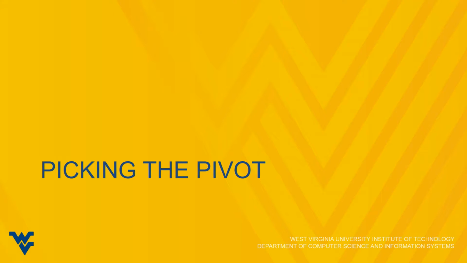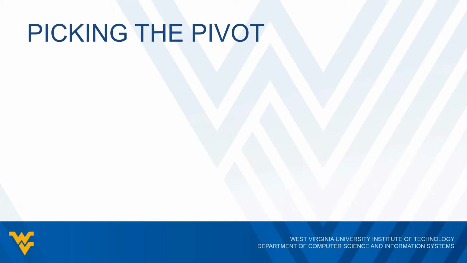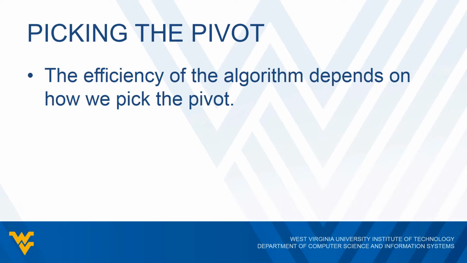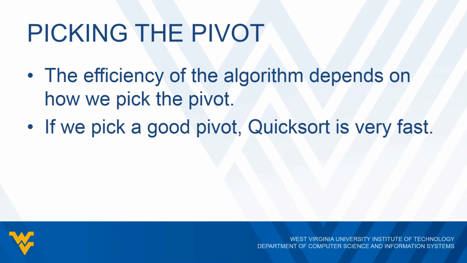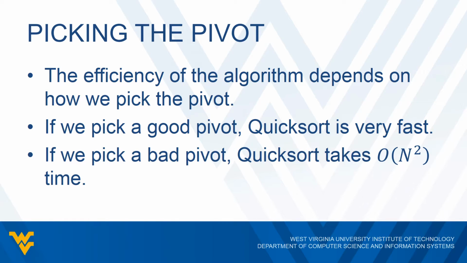We'll now discuss how we go about picking the pivot for quicksort. The efficiency of quicksort heavily depends on how we pick the pivot. Because if we pick a good pivot, then quicksort's going to be very fast. We're going to get that O of n log n time result if we pick a good pivot. But if we pick a bad pivot, what we would see is quicksort would actually take O of n squared time. So we want to make sure we pick a good pivot.